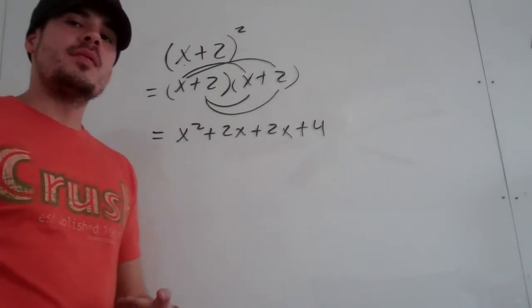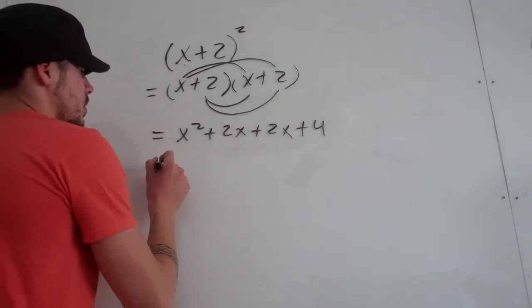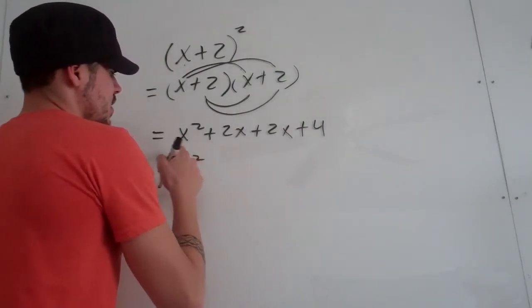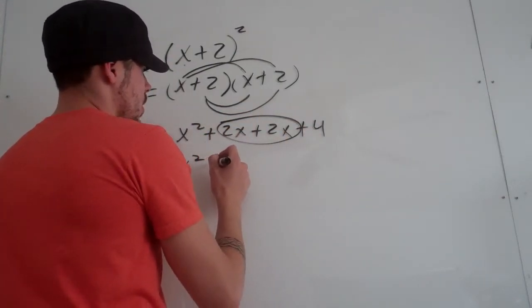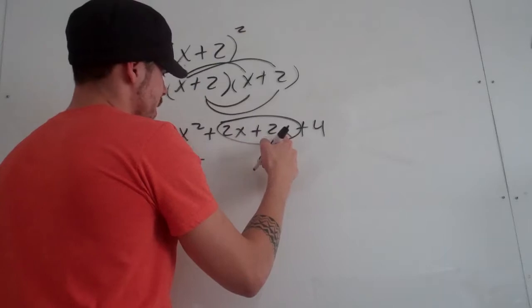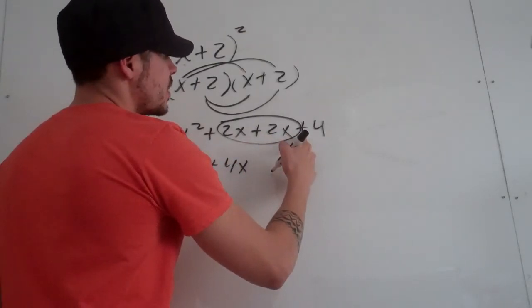Now the last step is to make sure you collect like terms or simplify, in other words. So it's the same thing as x squared, and here's some like terms right here, right? So 2x plus 2x is equal to 4x, and then what's left over? 4.